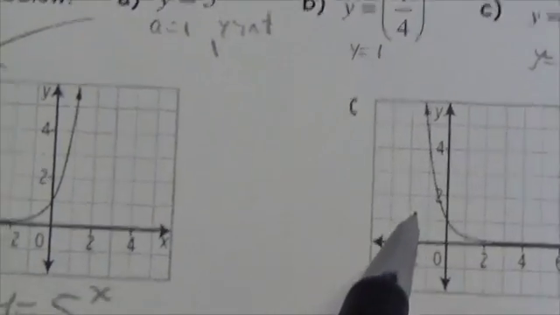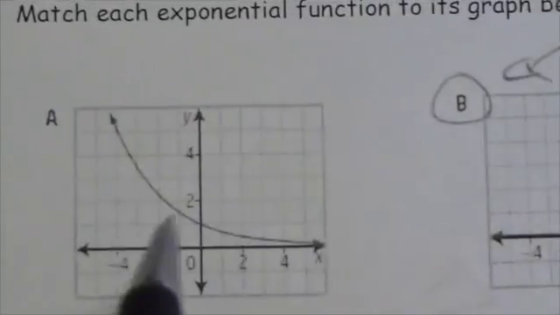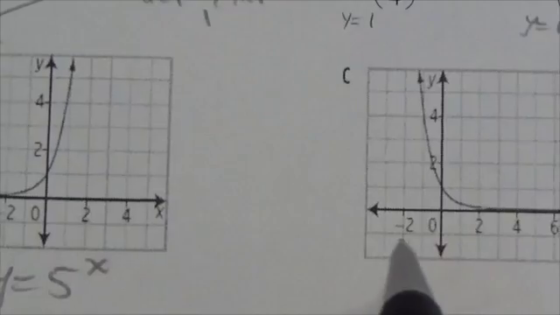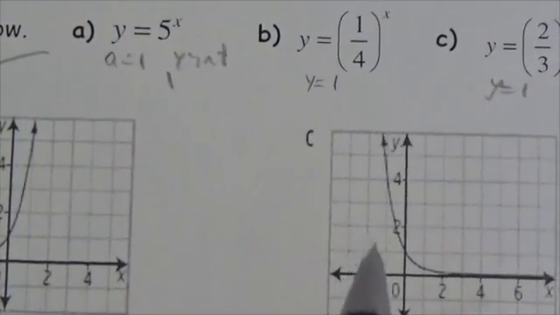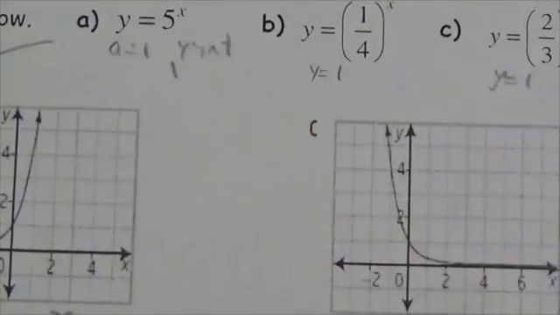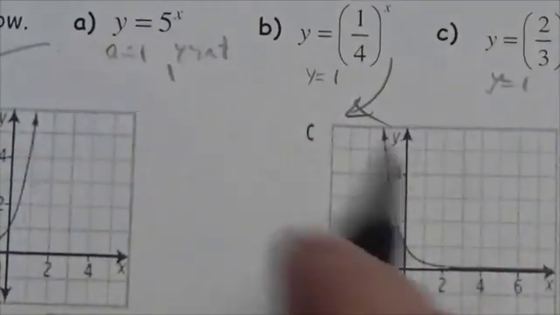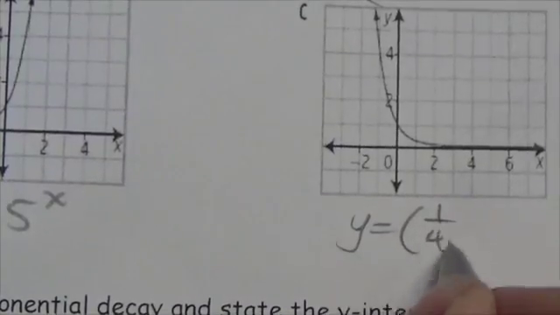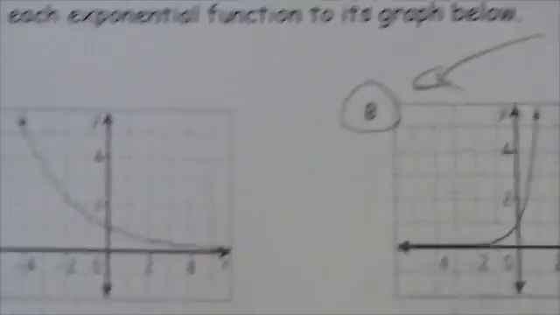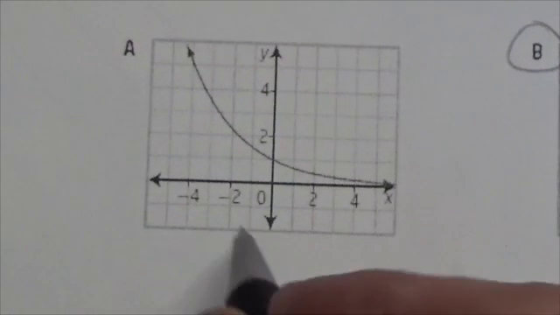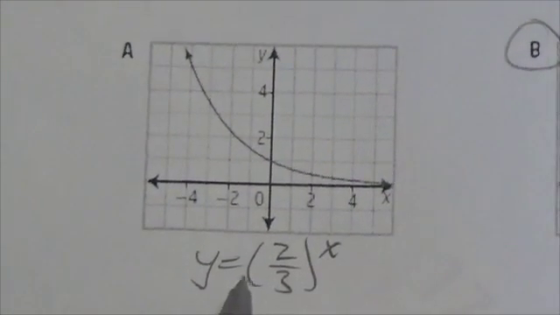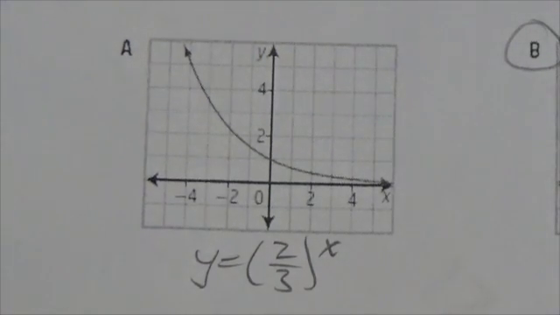So now let's take a look at the graphs here. Here's C right underneath it, and here was A. Now we got to look at the scale here. You really got to consider the scale. The scale is not too far off each of these. C looks like it's dropping down much faster. That has to be the graph that corresponds to y equals 1/4 to the x. So over here, because this one drops down a little slower, this one has to correspond to the larger base, y equals 2/3 to the power of x.